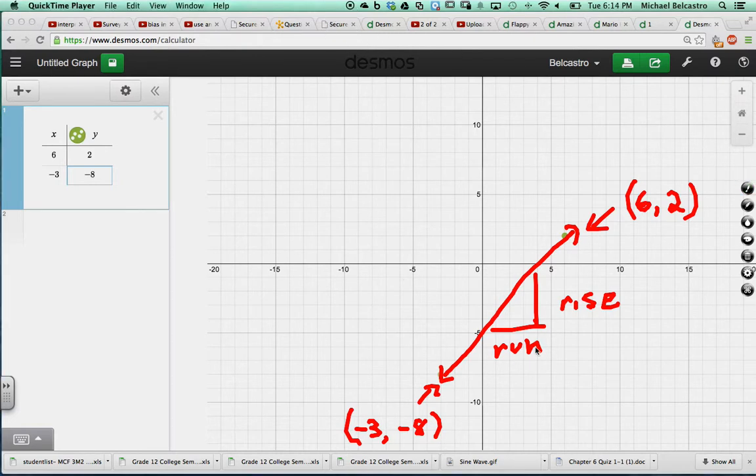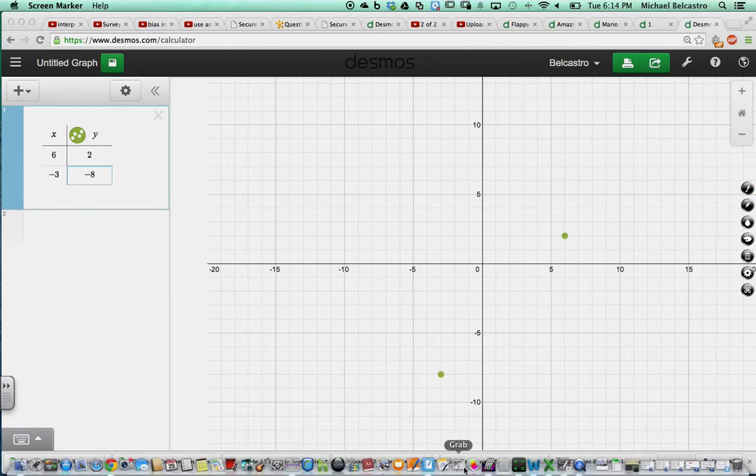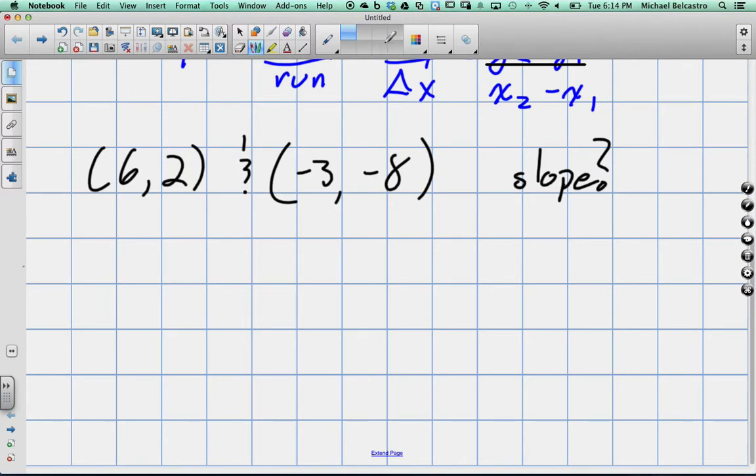Okay, so what we're going to do is algebraically figure out what the slope, or the rise over the run, is in this question. So I'm going to take this off here and go back to our coordinates. We take these two points. Algebraically, let's figure this out.